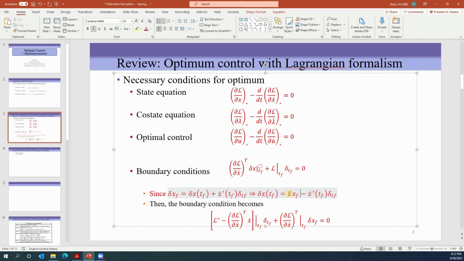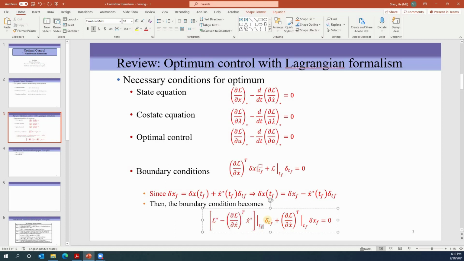We have 2 terms here. One term is the delta xf, and the other term is the delta tf. We will have partial L over partial x dot transpose times delta xf, which is this term. And the second term is minus partial L over partial x dot times x dot at tf, times delta tf. Combined with this term times delta tf, we have L minus partial L over partial x dot transpose times x dot star evaluated at a time tf, times delta tf. With this replacement, we get the boundary condition in these 2 terms. One is related to delta xf, and the other one is related to delta tf.